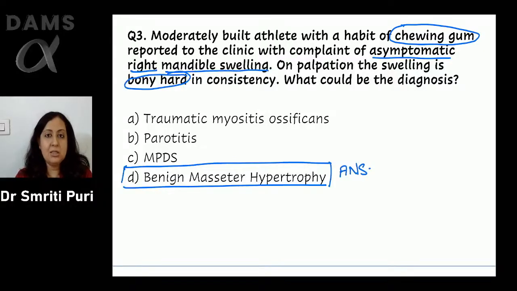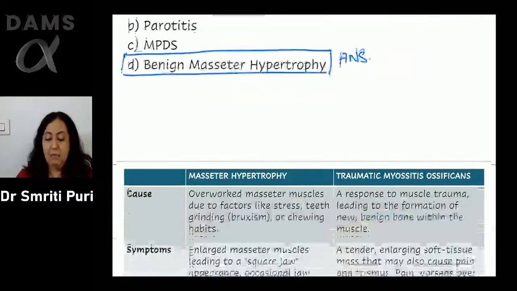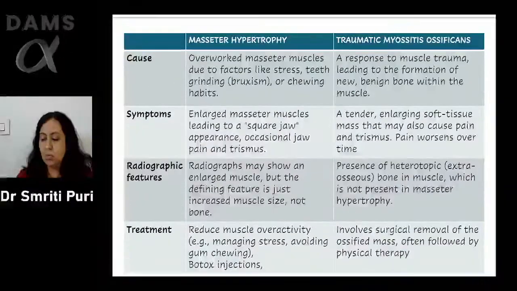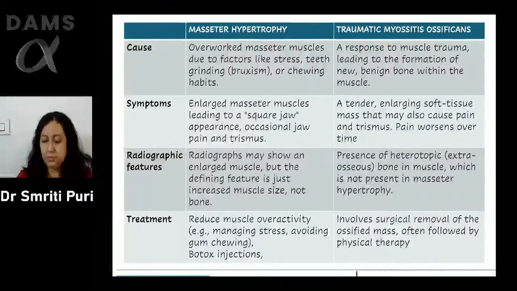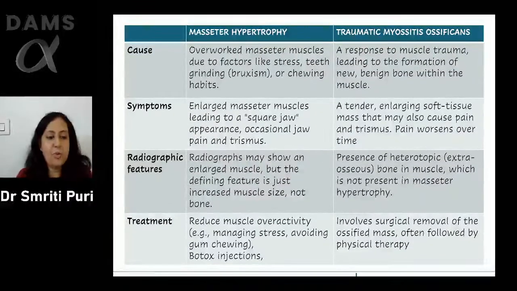And MPDS, again, there would be tenderness in muscles of mastication, there would be spasms of the muscles of mastication, but this particular thing, chewing history, does not correlate with MPDS. Now, two things that you need to know are masseter hypertrophy and traumatic myositis ossificans. What is the differentiation between these two? So that if future questions come, you can answer accordingly.